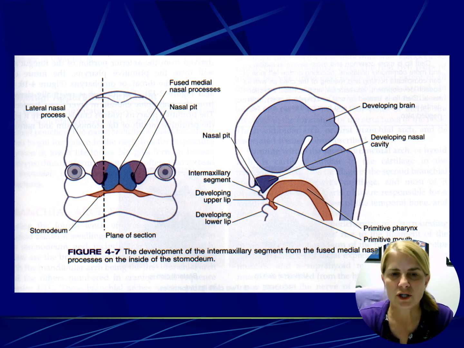This picture shows the blue medial nasal processes that are fusing to form the upper lip and meeting with the maxillary processes on the sides to form the upper lip. And it also shows us the purple lateral nasal processes that will make up the side of the nose. The picture on the right shows us the intermaxillary segment with the developing nasal cavity above and the upper lip and lower lip, our primitive pharynx and primitive mouth, the stomodeum starting to enlarge.